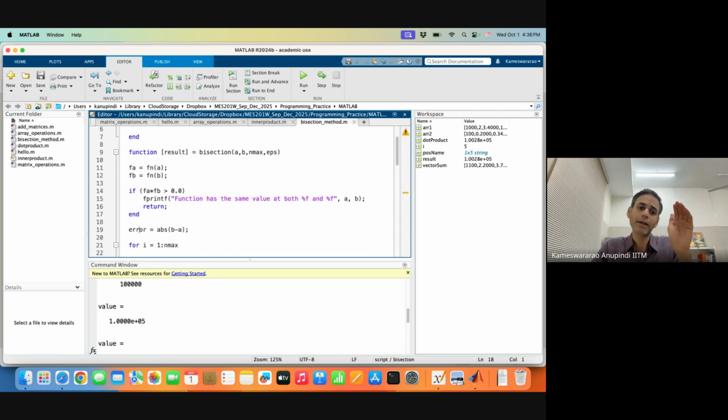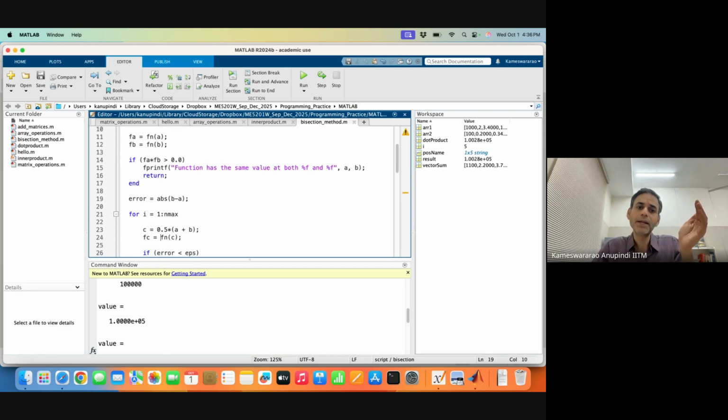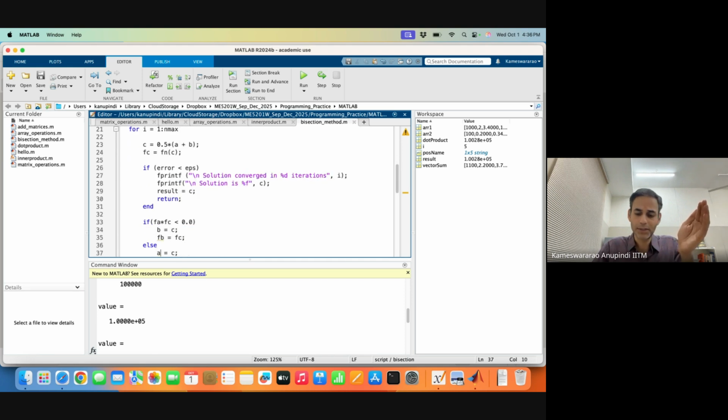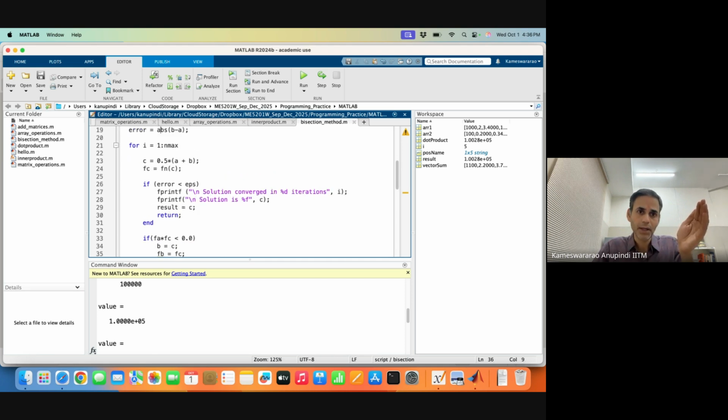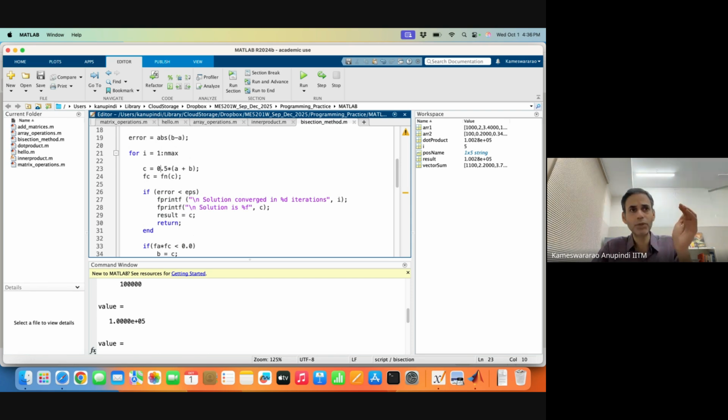Then you calculate the error. Error equals absolute of b minus a. Then we start the iterations. The iteration is for i equals 1 colon nmax, and then there is a corresponding end for this for. Then the first thing we do is calculate the midpoint value. That is c equals half of a plus b, that means 0.5 times a plus b is c. Then once you have c, I can calculate f of c. Again, I call the function for that midpoint, that is fc.